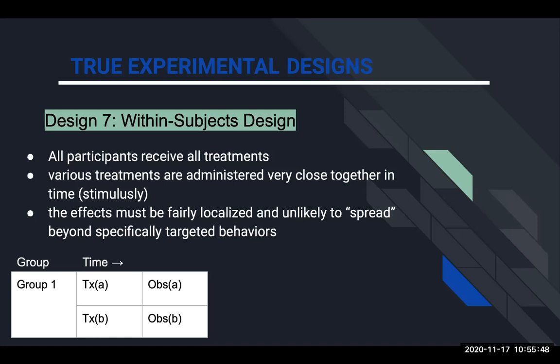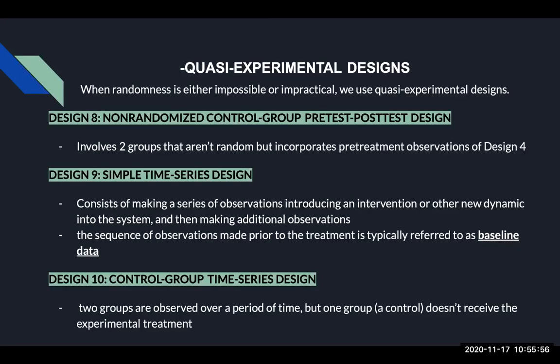The effects must be fairly localized and unlikely to spread beyond the specifically targeted behaviors. So quasi-experimental designs are used when randomness is either impossible or impractical. Some example designs of this include Design 8, non-randomized control group, pre-test, post-test design. This one involves 2 groups that aren't random, but incorporate the pre-treatment observations of design number 4.